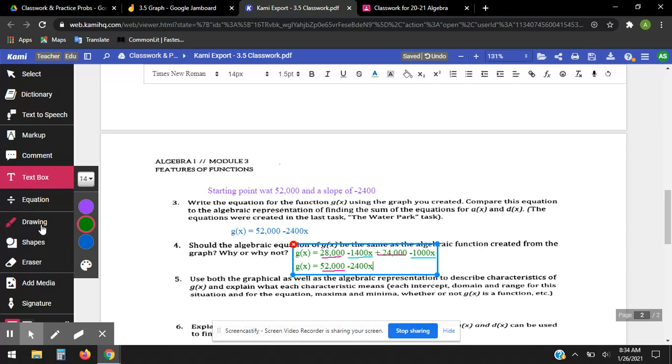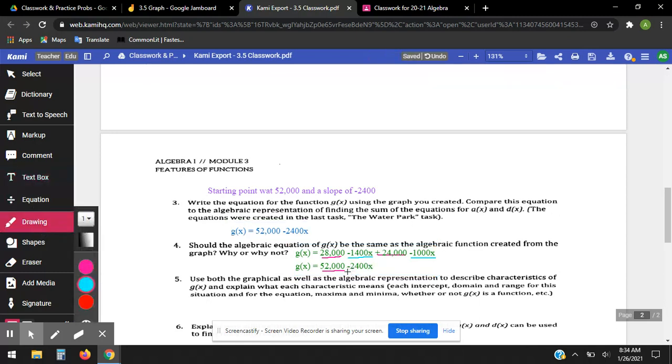So now I've gotten my x's combined. It's just like apples and oranges. You can't say I have 3 apples and 4 oranges and I have 7 oranges. No, you have 7 fruits, but you don't have 7 oranges. You have to keep those labels separate. 52,000 gallons of water and negative 2400 slopes or x's.